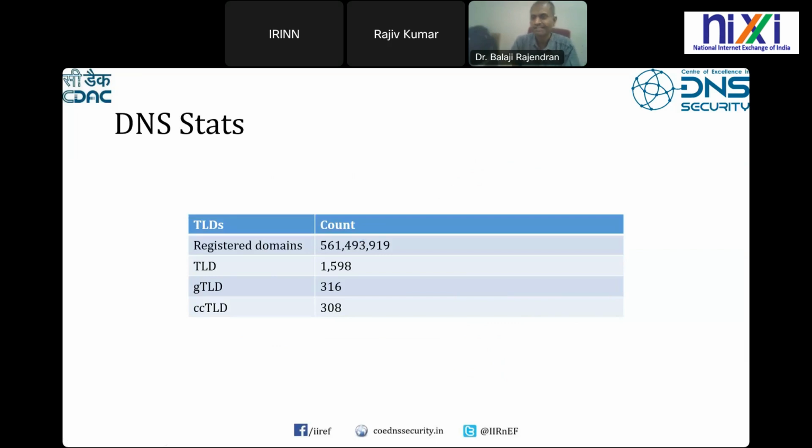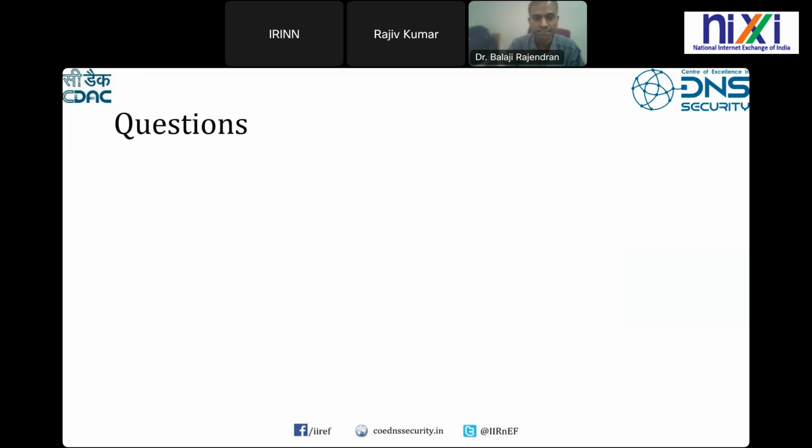This is the statistical domain count, the registered domains and the TLDs and GTLDs. Maybe a couple of slight increases will be there. This is almost 6 months old data, but still there will be more or less this number of domains. So we are talking about several millions of domains. That's what I want to say. This is a very big space here. So I have a couple of questions.